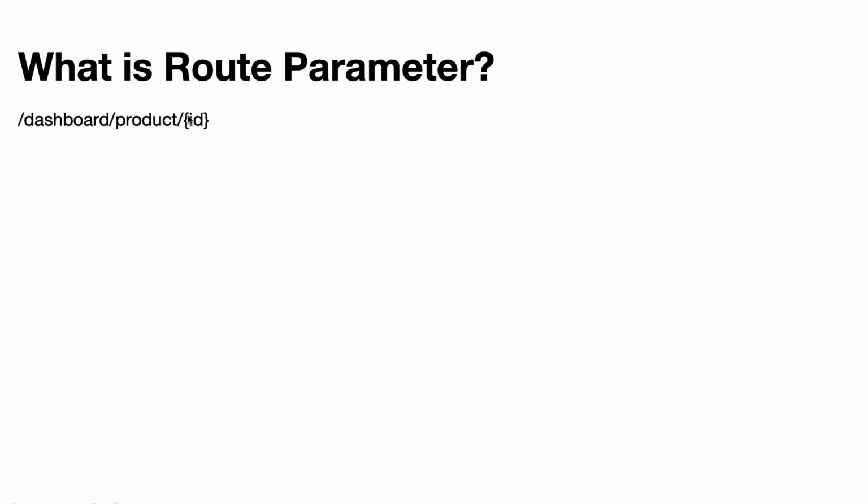For instance, accessing dashboard/product/40 or dashboard/product/41 would fetch the products with ID 40 and 41 respectively. Let's see how this can be implemented in NestJS.